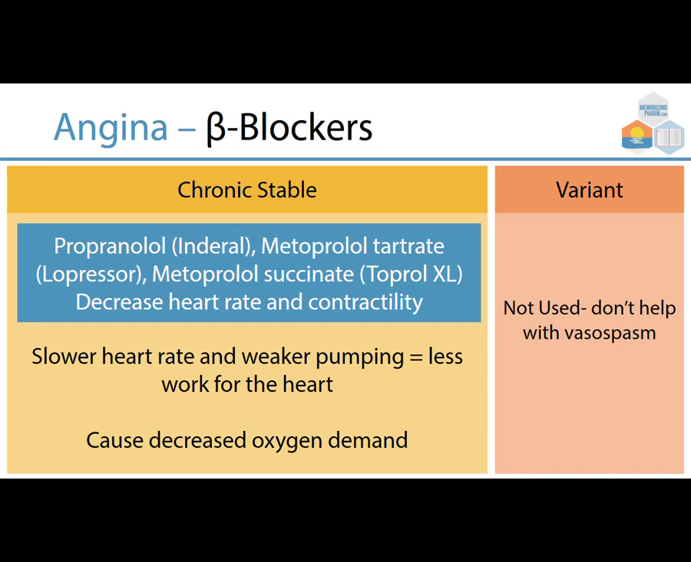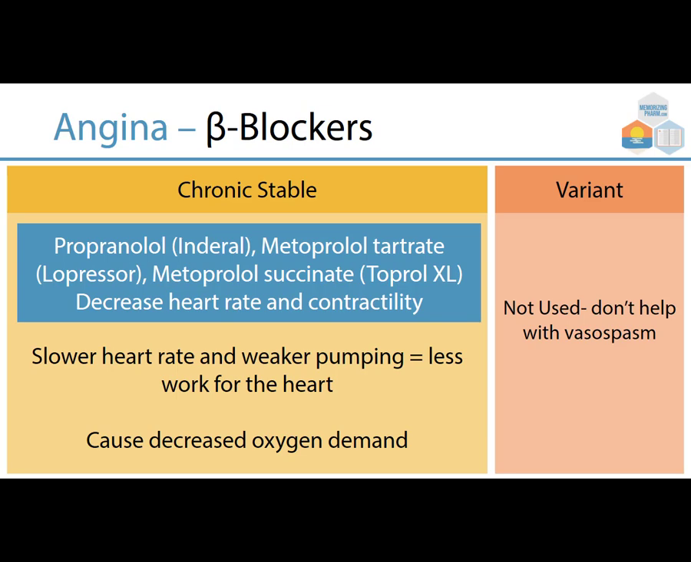As we're looking at beta blockers, we see that with chronic stable angina, we can use propranolol, brand Inderal, metoprolol tartrate, which is Lopressor, and metoprolol succinate, Toprol XL, and we can decrease the heart rate and contractility. So the slower the heart rate and the weaker the pumping, the less work for the heart, and we cause decreased oxygen demand. Again, sometimes the compensatory reaction of the heart is to increase the heart rate to the point that it's difficult to fill, and if we can slow that heart rate, then we can create this lesser demand.